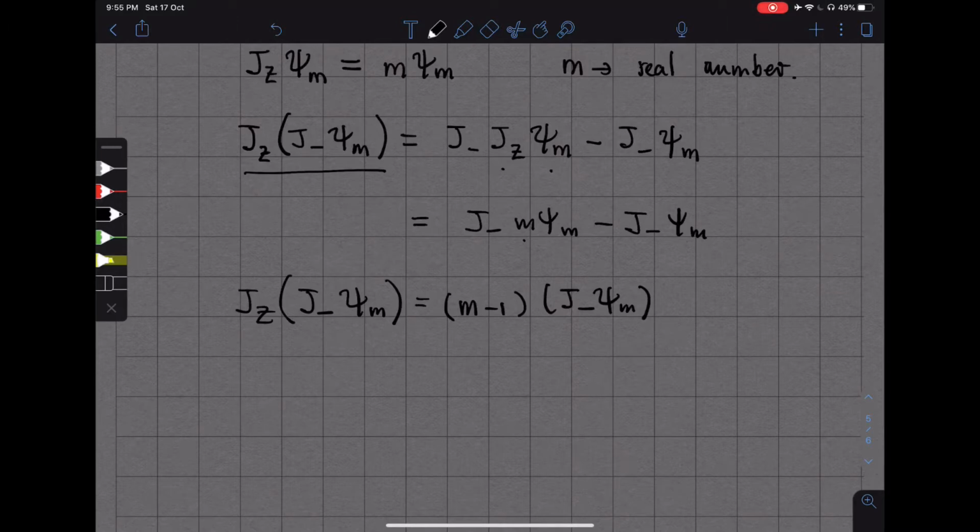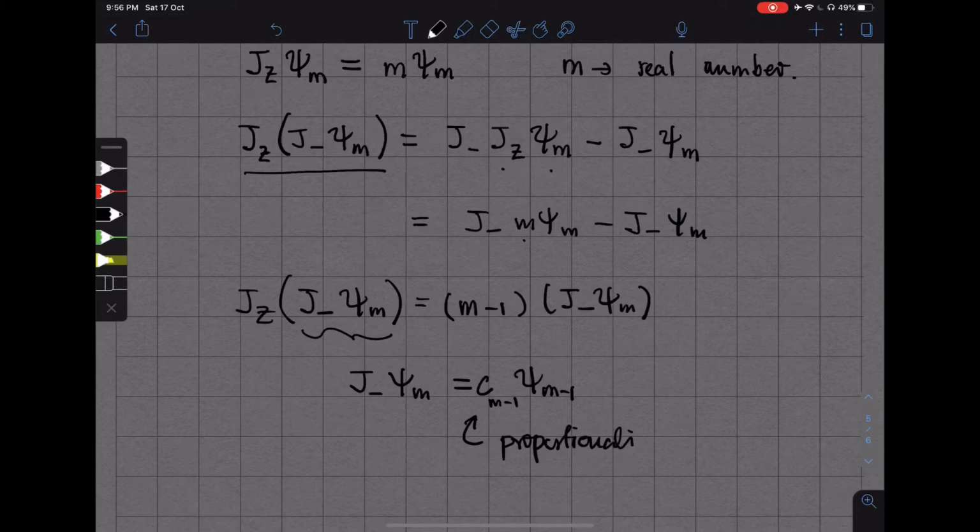Now we're going to assume that there is no degeneracy. That means that this state has to be proportional to the state psi m minus 1. That is, J minus acting on psi of m must be proportional to the state psi m minus 1, and let us call the proportionality constant C sub m minus 1. So this is the proportionality constant.